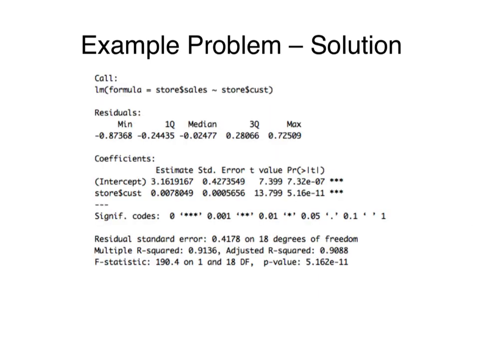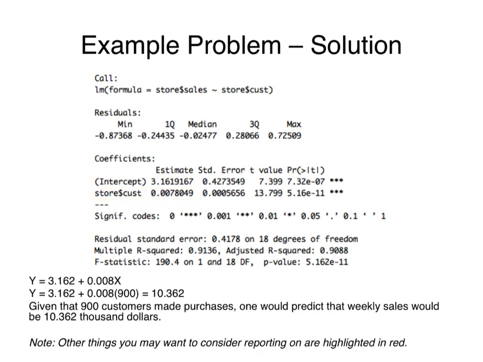So we estimate a simple linear regression model in R and find that our intercept equals 3.162 and our slope is approximately 0.008. So we put this information in the regression equation, multiplying the slope of 0.008 by 900 customers and adding the intercept of 3.16. And this gives us 10.36. Our outcome is in thousands of dollars, so this tells us that given that 900 customers made purchases, one would predict that weekly sales would be $10.362 thousand.